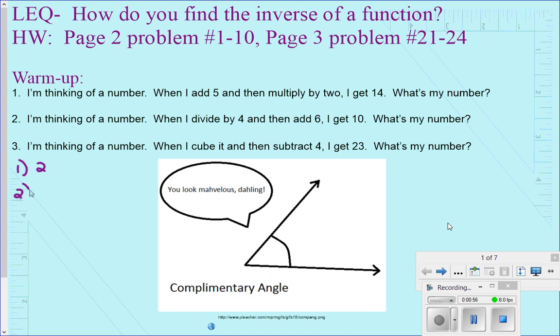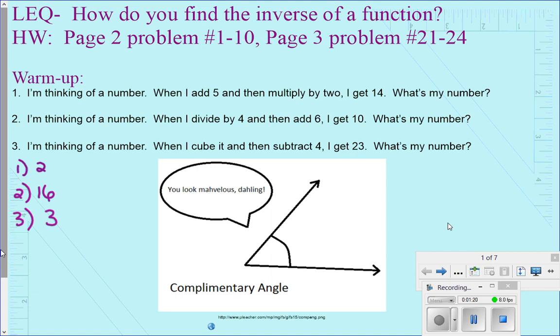Number 2, same thing, taking 10 and I'm reversing the operation in the reverse order. So 10 minus 6 gives me 4. 4 times 4 is 16. And number 3, taking 23 and subtracting 4 to get 27, and then taking the cube root of that to get 3. So those are my answers and explanation for how I got those.